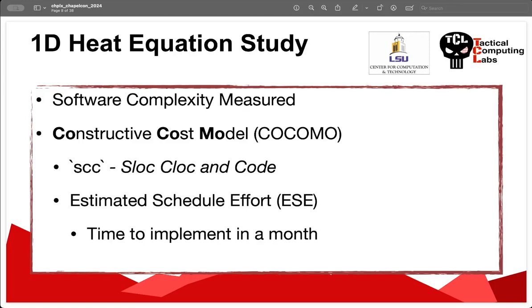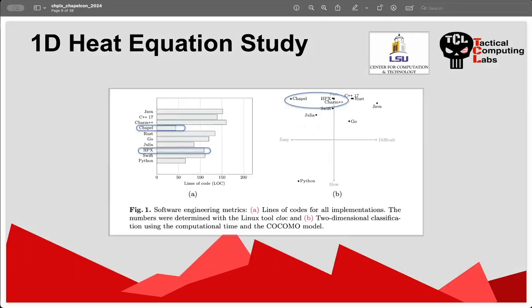Along with the performance metrics, we measured software complexity using lines of code and what's called the COCOMO model. COCOMO is a suite of different metrics or heuristics for measuring code complexity. Estimated schedule effort was picked because it represents the time to implement something in months. As you can see on the left, we've got lines of code. Chapel yields a very, very small and concise implementation of the heat equation code relative to HPX.